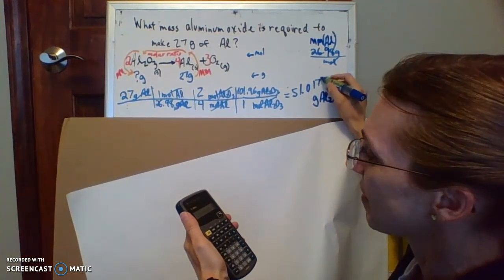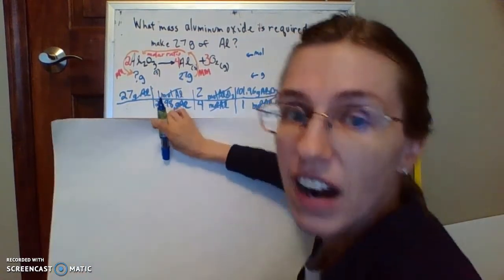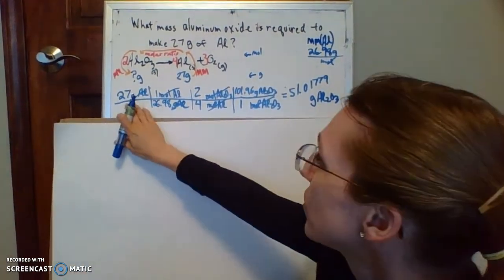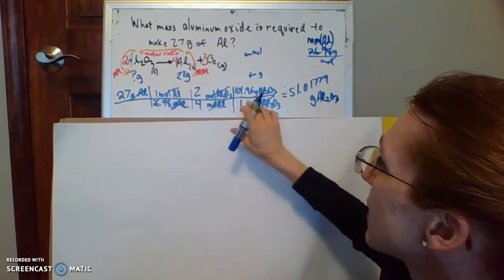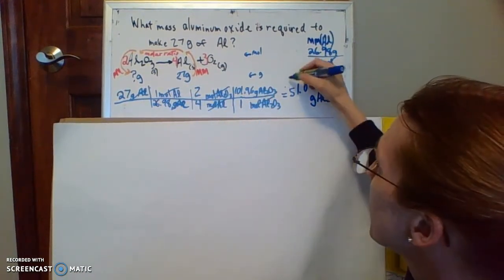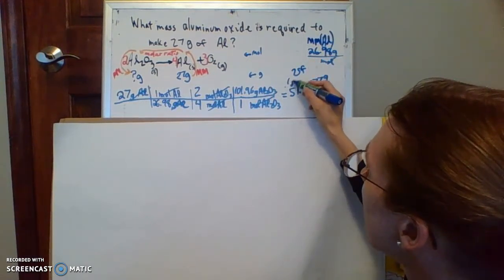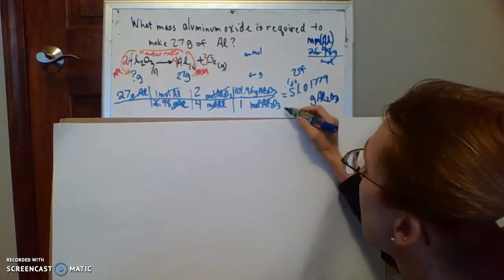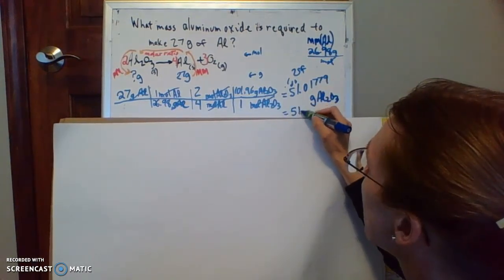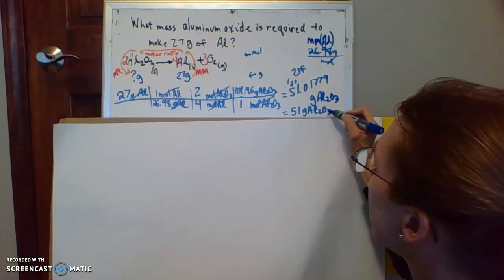51.01779 on our calculator. Now, of course, we need to figure out significant figures. We had 2 significant figures here. 4, those are exact numbers, and 5. So 2 significant figures is what we want for our answer. And so 1, 2. The one over there is a 0, so we round down. So our final answer is 51 grams of Al2O3.